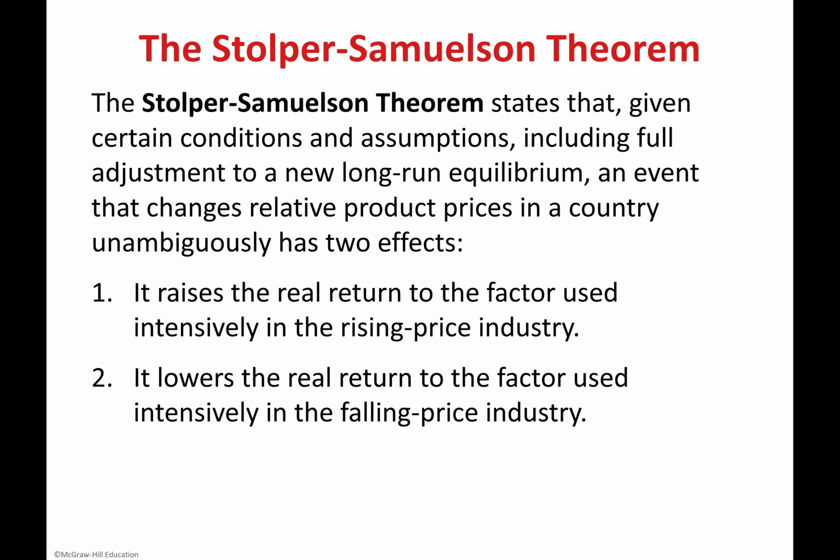It states that given certain conditions and assumptions, which we're not going to go into in detail because that's the nuts and bolts of the model, including the full adjustment to a new equilibrium, in other words, we're going to end up in equilibrium in the labor market in each country and in the market for land in each country, etc. An event that changes relative product prices in a country unambiguously has two effects. It raises the real return to the factor used intensively in the rising price industry. So in our case, it was wheat at a rising price.